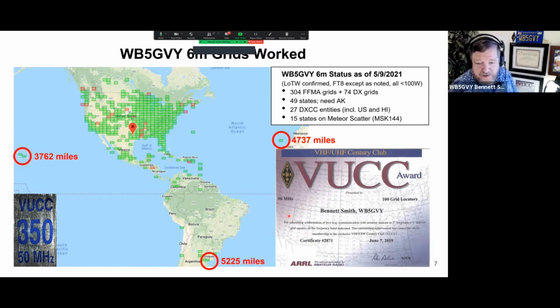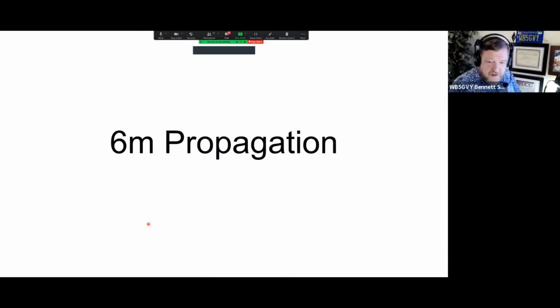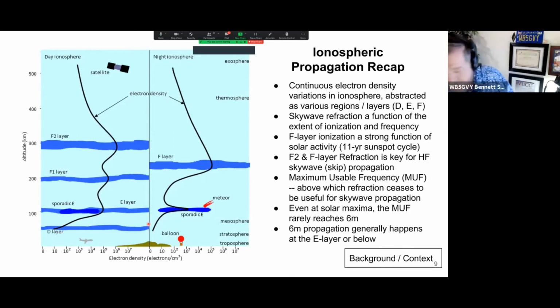The lower right here shows, of course, what the VUCC certificate looks like, and then the lower left, not to scale, is what the sticker looks like once you pass 350 grids, and you can apply that to your certificate if you want. All right, so let's talk about 6 meter propagation. I assume the audio is still coming in fine there.